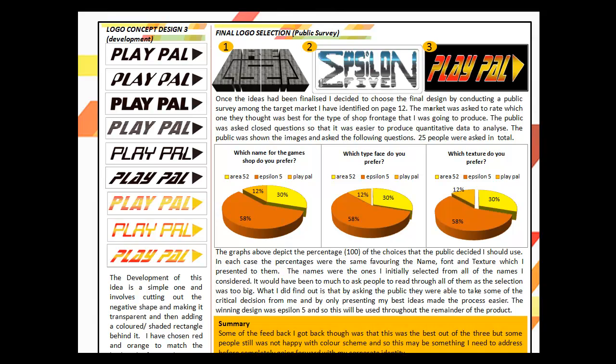So what I've done is I've created my three final logos, and you can see right at the top here they are. Logo number 1, logo number 2, logo number 3. I've chosen one in my head which I think would work best, but what I have done is I've created a public survey to see if we can actually justify what I've done. So what I've done on here is I've referred to other pages. You can see on page 12 the target market.